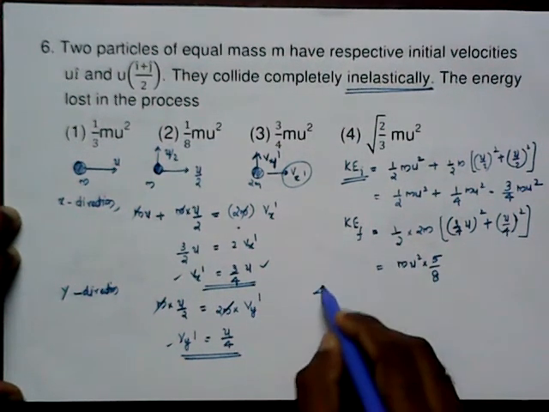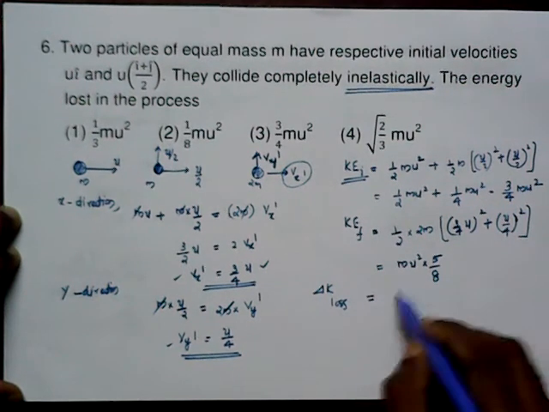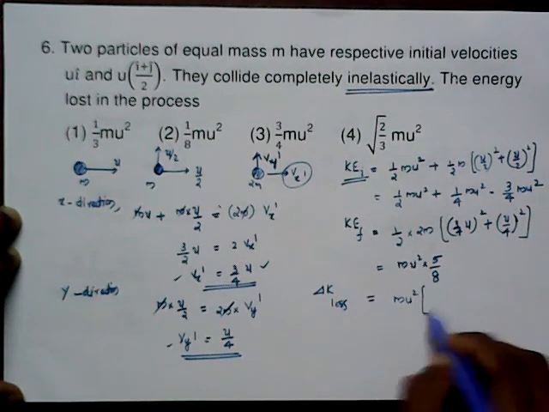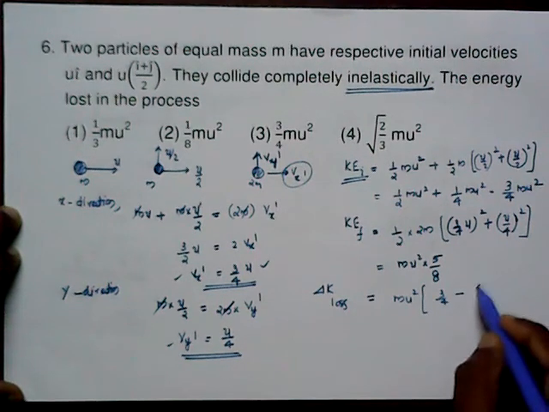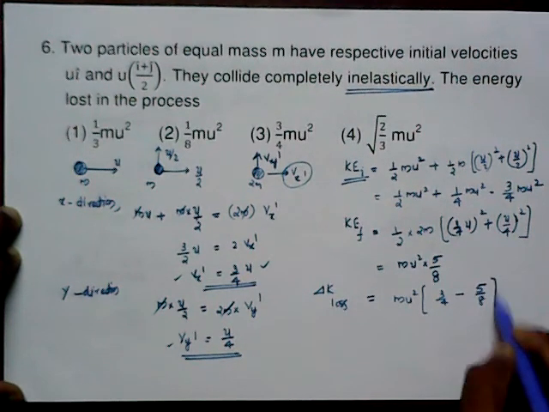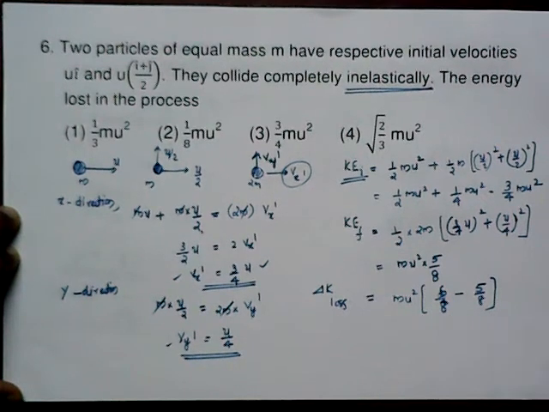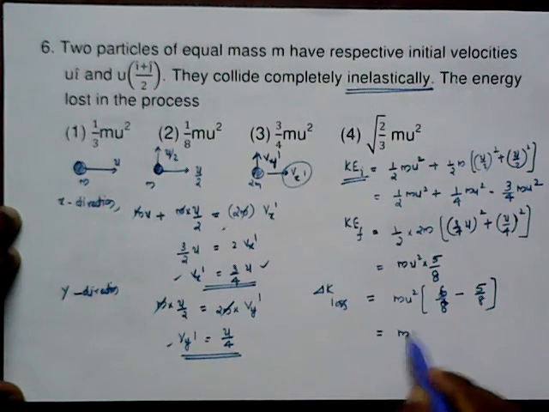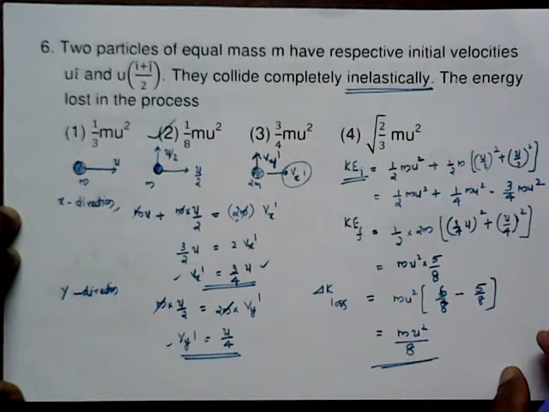Our aim is to find the loss of kinetic energy. That is equal to m u square into 3 by 4 minus 5 by 8. We can take 3 by 4 as 6 by 8. Then the answer becomes so simple: m u square by 8. So that is the answer. A good question, good concept.